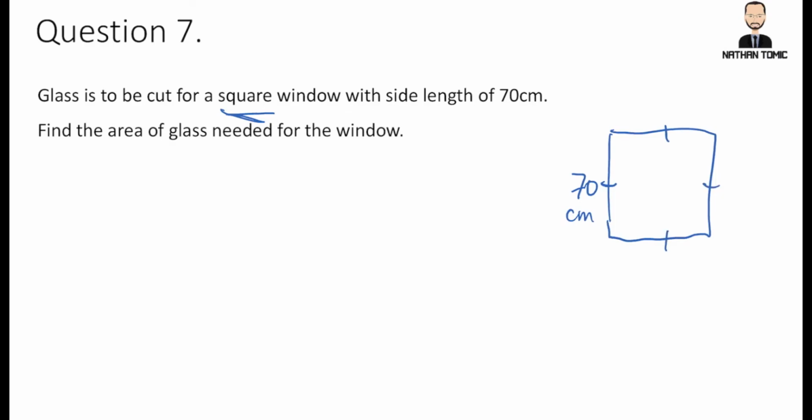So my formula for area, of course, is area equals length times width. In the case of a square, length and width are the same, so it's equal to 70 times 70. So 70 times 70, of course, is going to be equal to 4,900, and that is centimetres squared.